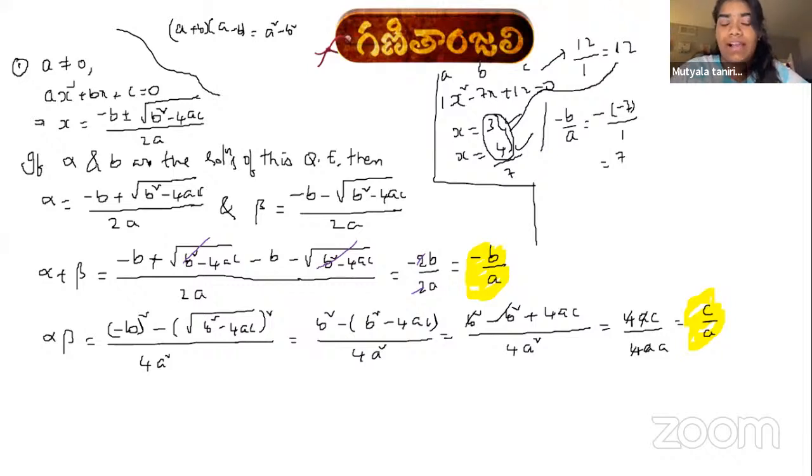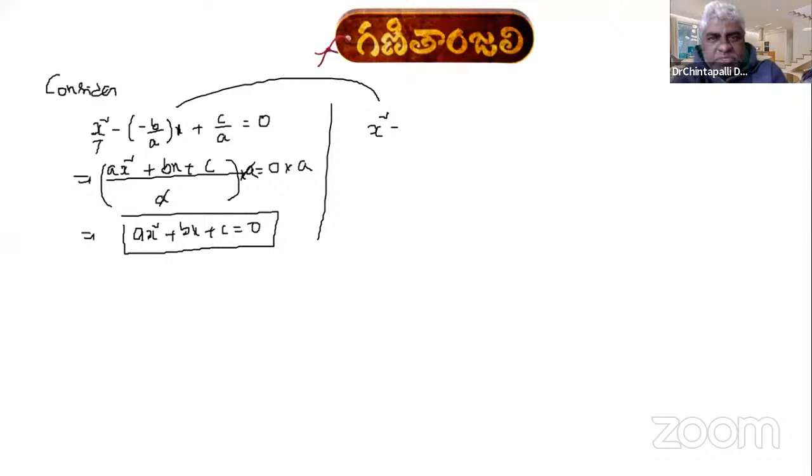Sum of the roots is alpha plus beta, which is negative b by a. The product is alpha times beta, which is c by a. So the equation is x square minus of alpha plus beta times x plus alpha beta.